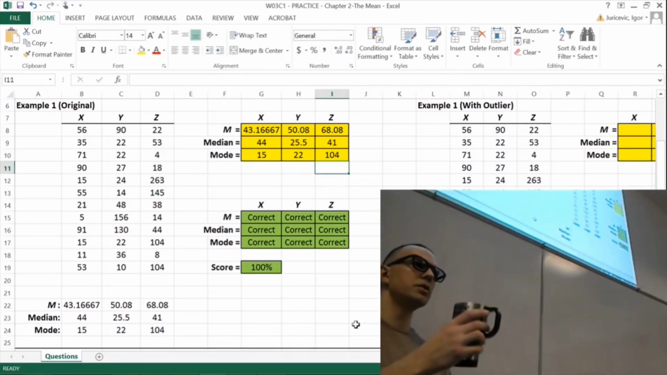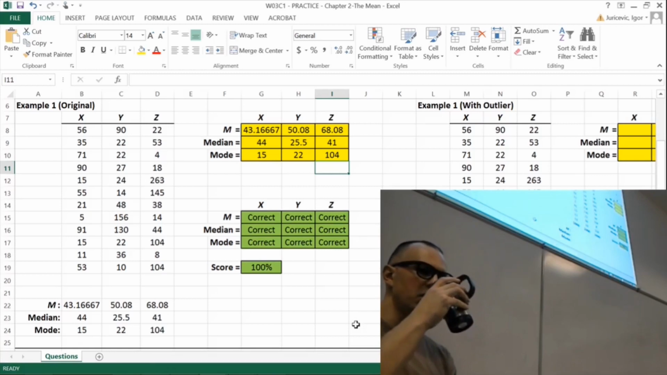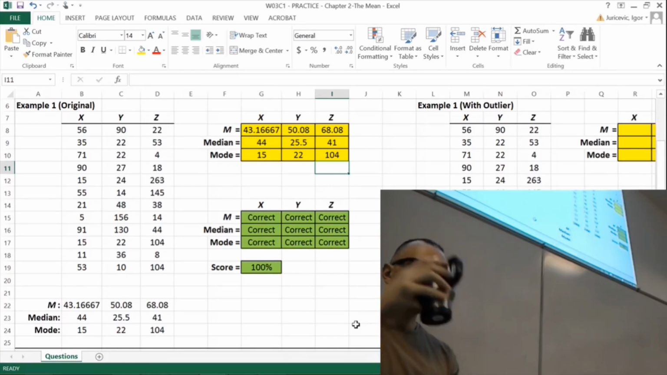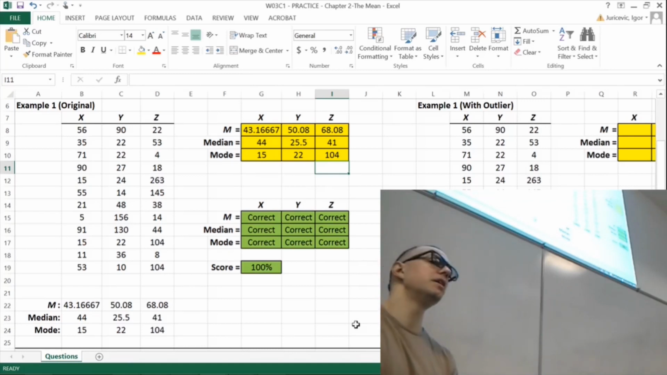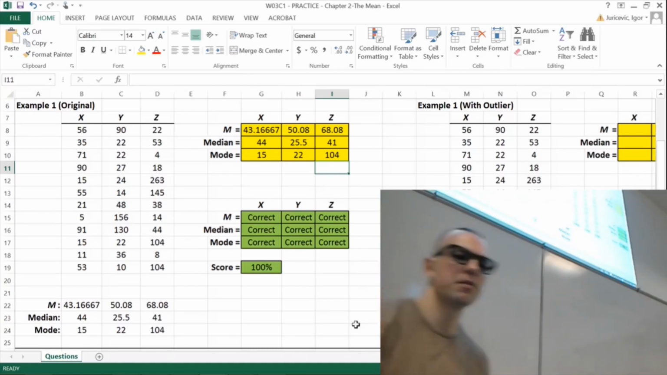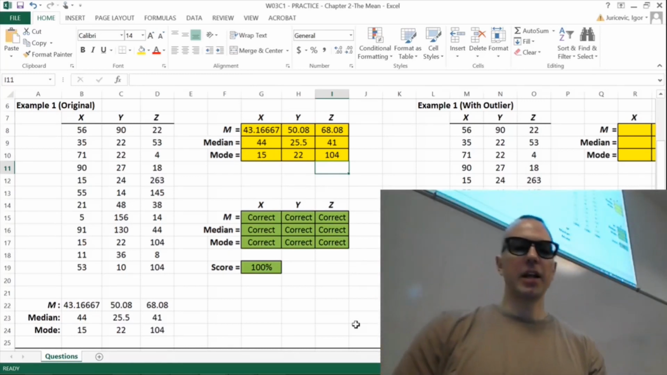All right, so those are the formulas for the mean, the median, and the mode. We have equals average for the mean, equals median for the median, and equals mode for the mode. All right, any questions so far?